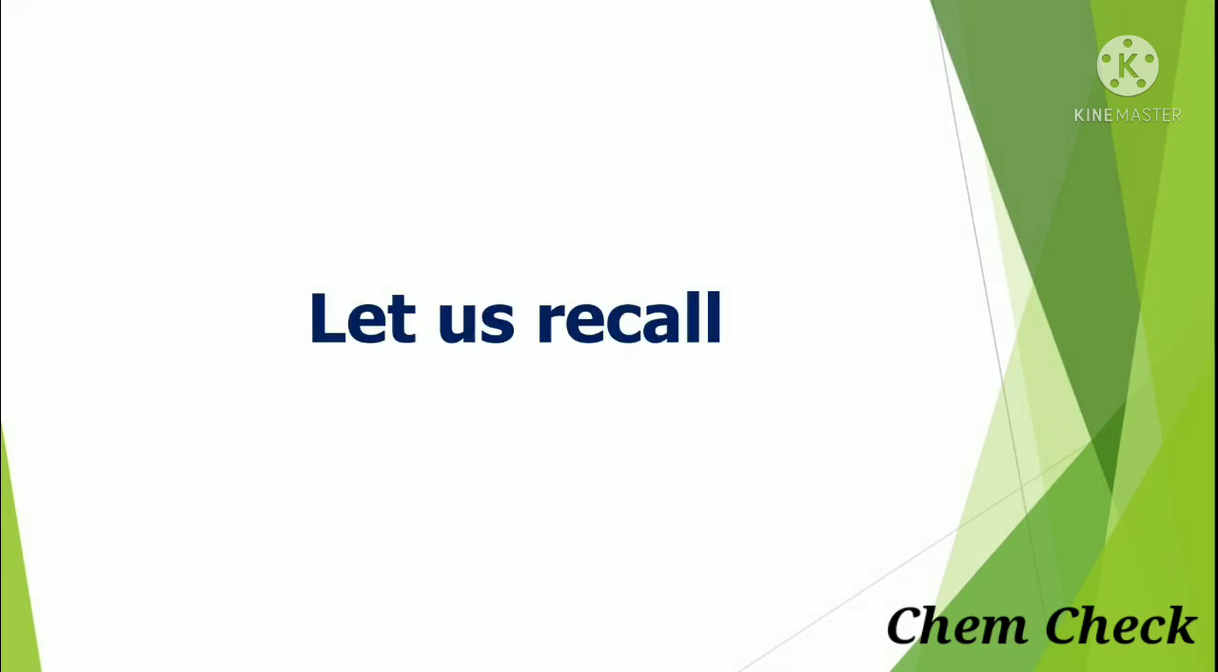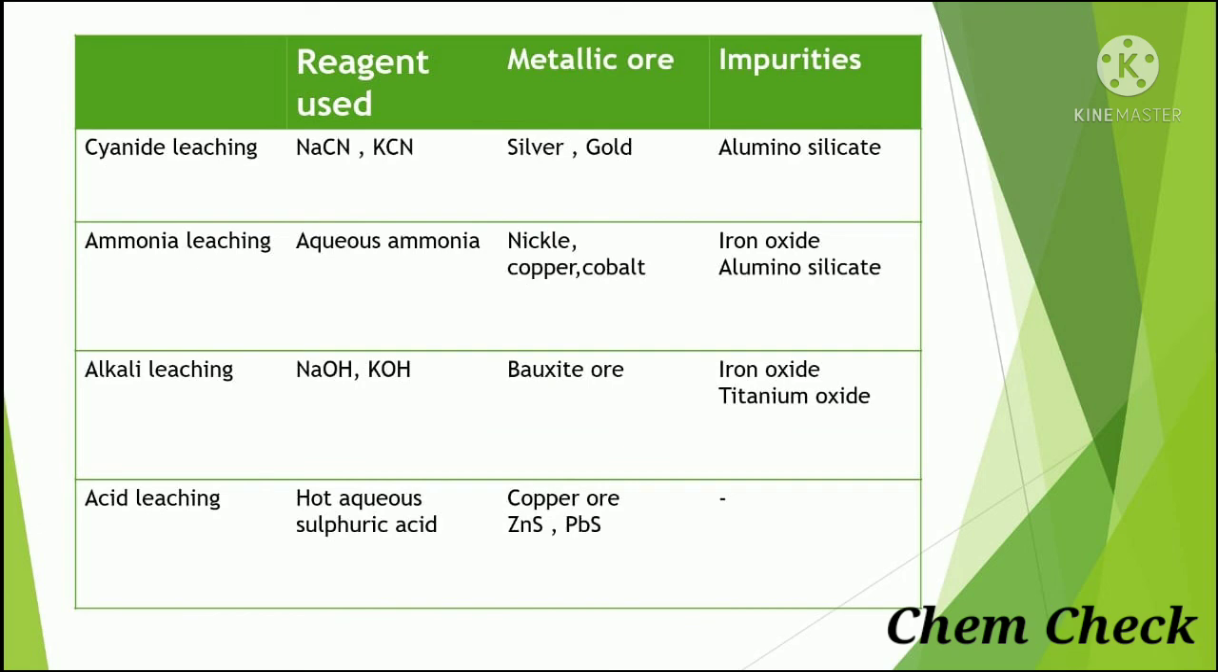Now let us summarize what we have learned regarding leaching. We have learnt about 4 different examples for leaching: cyanide leaching, ammonia leaching, alkali leaching and acid leaching. And what is the reagent used in each leaching? Sodium cyanide or potassium cyanide is the reagent used in cyanide leaching. Aqueous ammonia is the reagent used in ammonia leaching. In alkali leaching, it is aqueous alkali, usually NaOH or KOH. And in acid leaching, we make use of hot aqueous sulfuric acid.